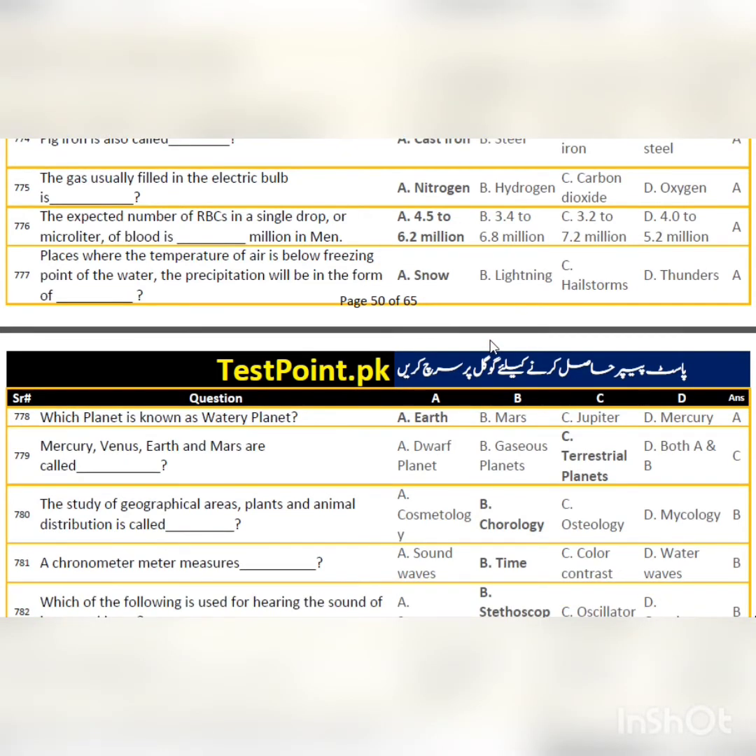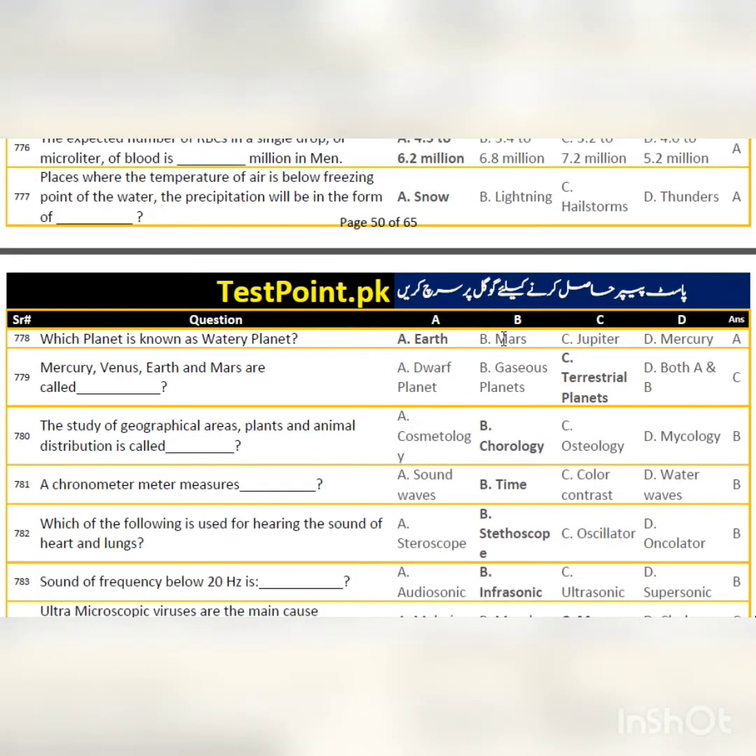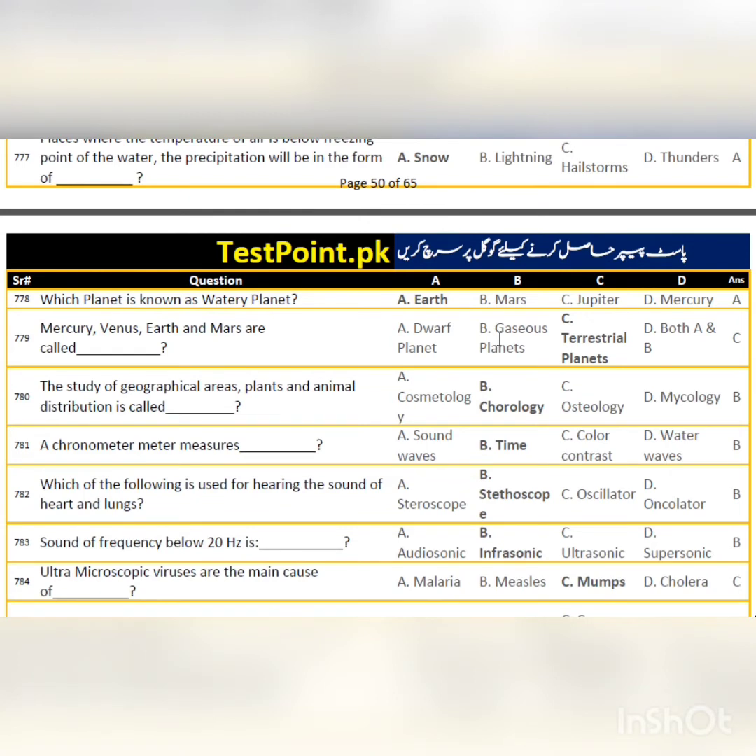The good sources of vitamin C are A. green leafy vegetables, B. seeds, C. fresh vegetables and fruits, D. seafoods. Answer is the C. Fresh vegetables and fruits.